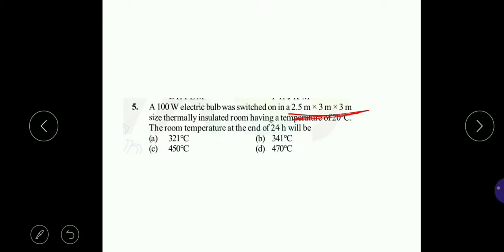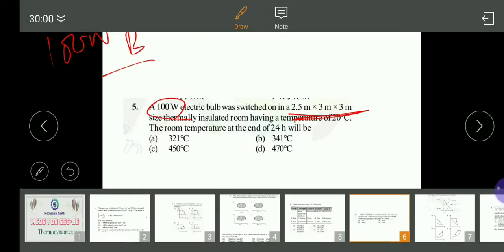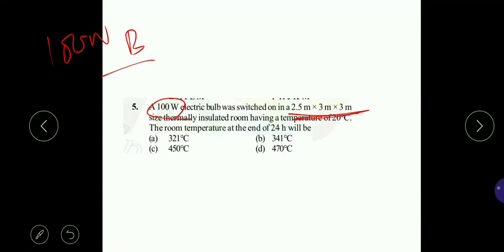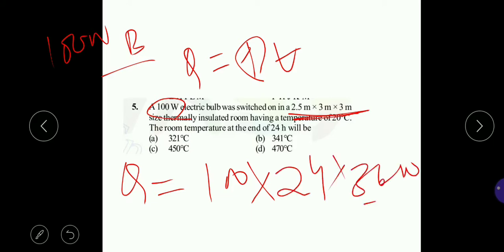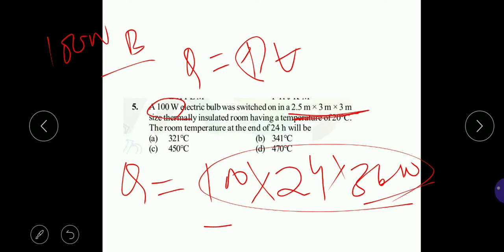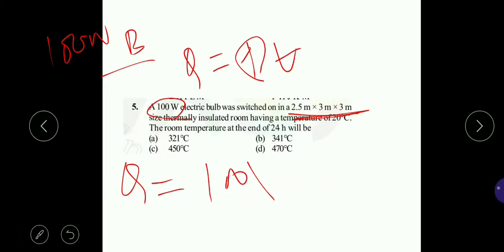Okay, so first it is given a 100 watt bulb, so I can find out how much amount of heat is going to be dissipated by that bulb in 24 hours. So that can be calculated. Q equal to P into T, where P is the power that is given to us. So Q will be equal to 100 watt into 24 hours, T for time, that is 24 into 3600. So this much heat we can find out in terms of joule. Next we need to calculate the final temperature of that room.